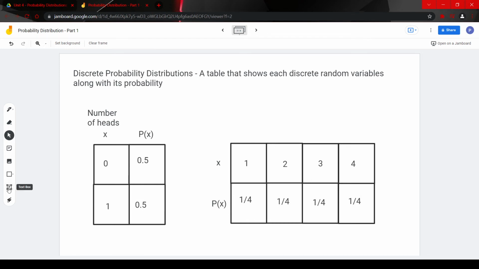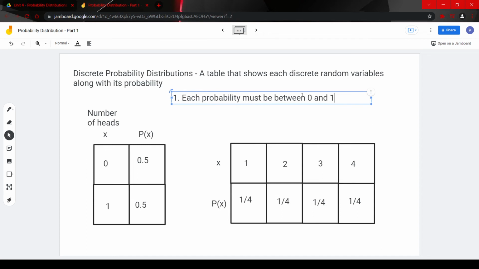Now there are 2 rules associated with this probability distribution. In order to be legitimate, rule number 1, each probability must be between 0 and 1. So in this case, 0.5 is between 0 and 1, check. 1 over 4 is between 0 and 1, check. Rule number 2, the sum of all the probabilities must equal 1.